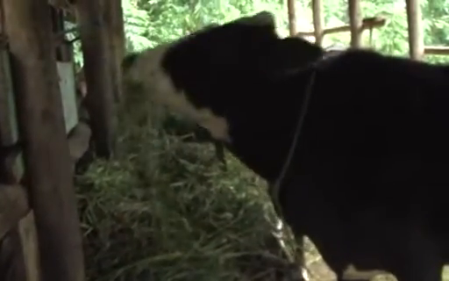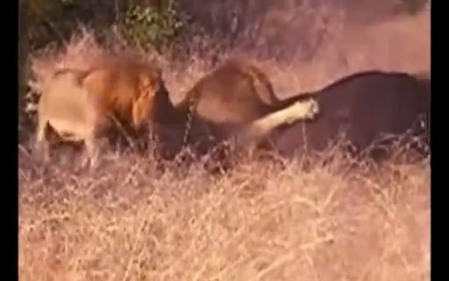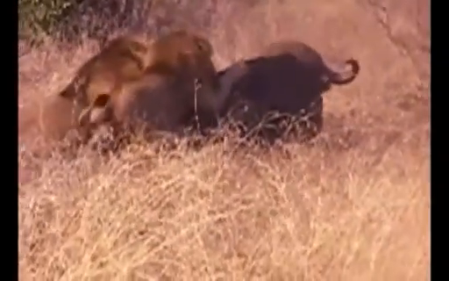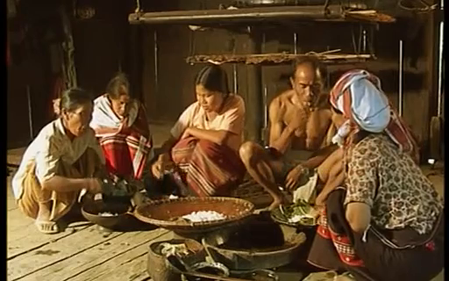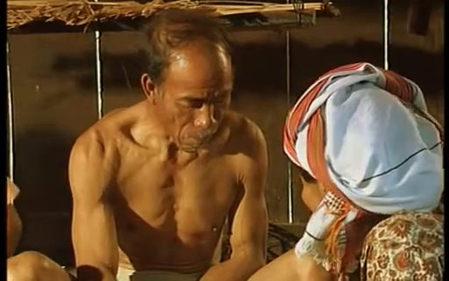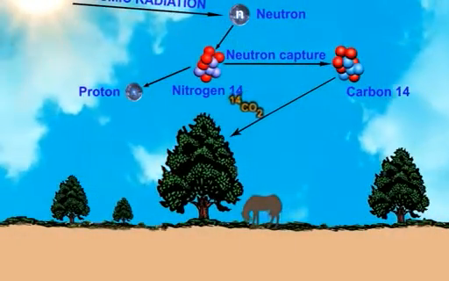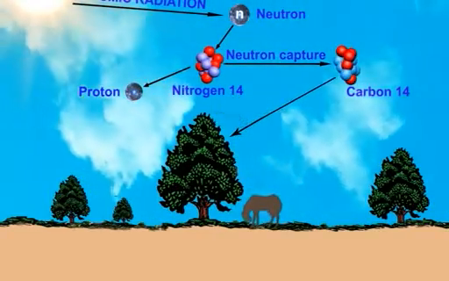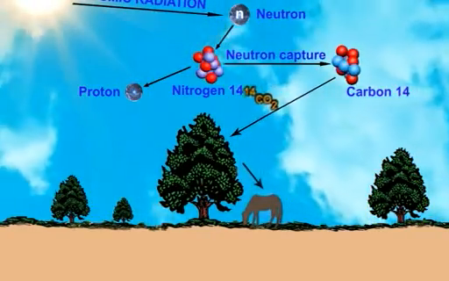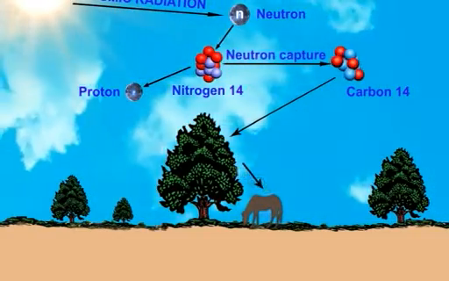Herbivores eat the plants and carnivores eat the herbivores, while men, who are omnivores, eat the plants, herbivores and carnivores. Thus, the C14 originally produced in the environment is equally distributed among all living things and maintained at a constant level till their death. As long as a living thing is alive, it continues to receive C12 and C14 atoms in a constant proportion.